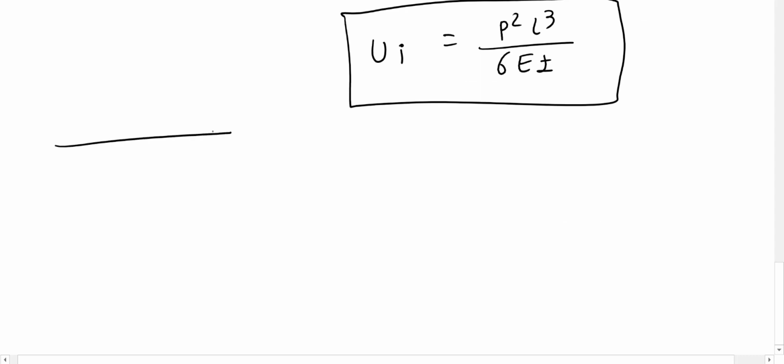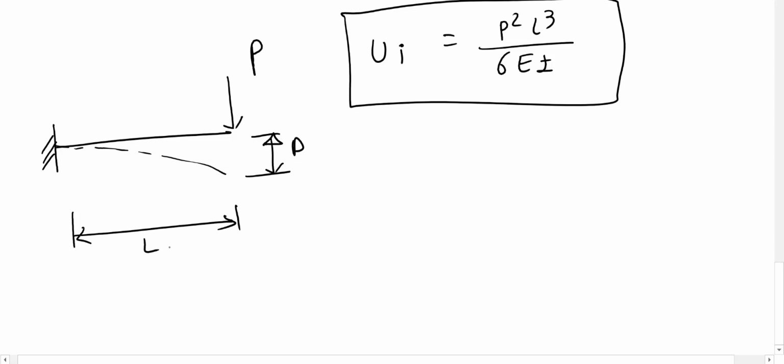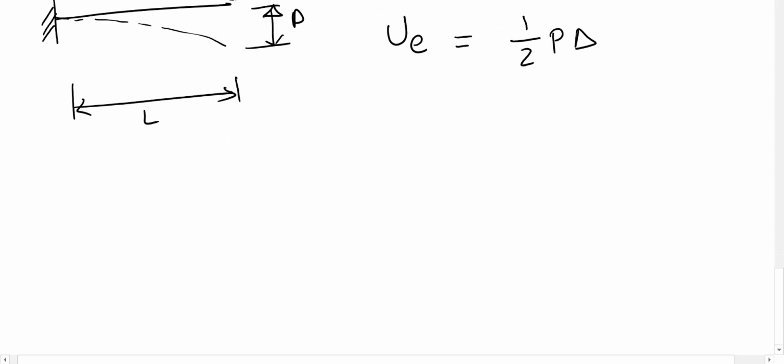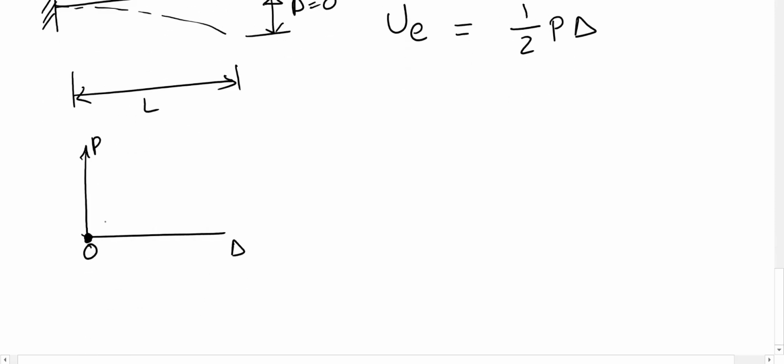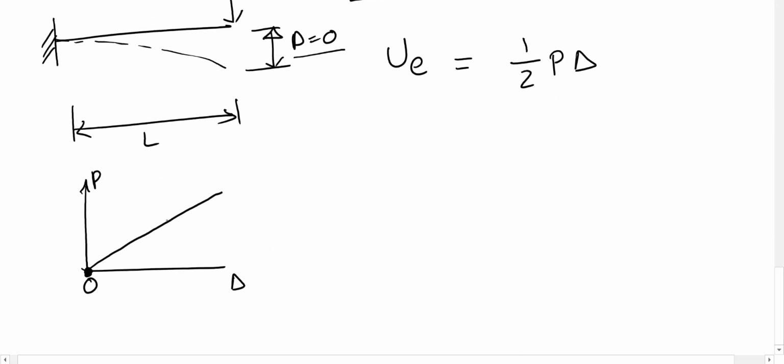Now we have equations to find the deflections. We need to find this deflection delta under this load P at length L. To calculate that, we need to calculate the external work done. External work done would be 1/2 P delta. How do we know this? As you know, when the load P is 0, you have deflection 0. As your load is increasing, your deflection is also increasing. So that's a linear relationship.